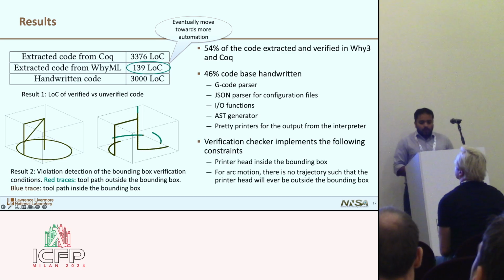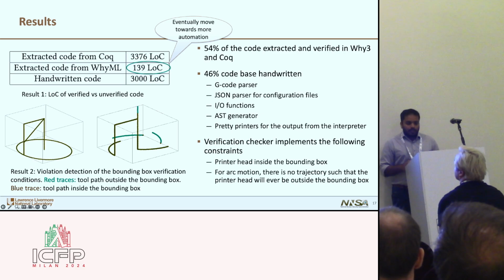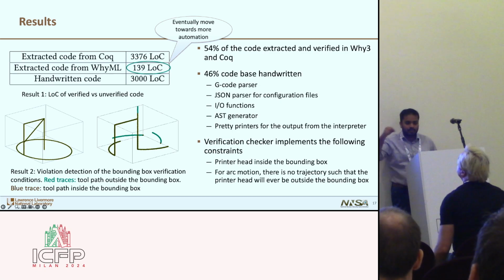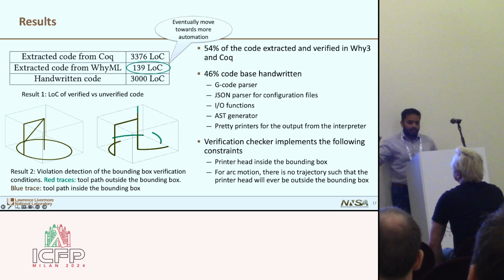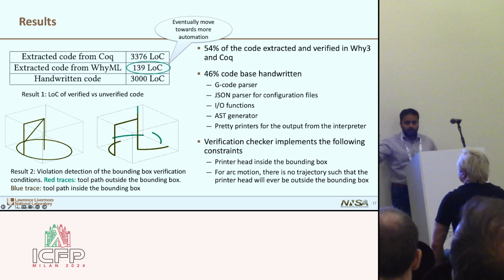The second result that I want to highlight is the results from the verification condition checks. If you remember, in the high-level interpreter design, there was one box in the verified core about the VC checker, which verifies some domain-specific constraints for the output state of the interpreter. Currently in our prototype tool, we have two verification condition checks. One says that the printer head is always inside the bounding box, so we check that the coordinate of the printer head is always inside the bounding box. And the second condition is that for the arc motion, there is no trajectory such that the printer head will ever be outside the bounding box.